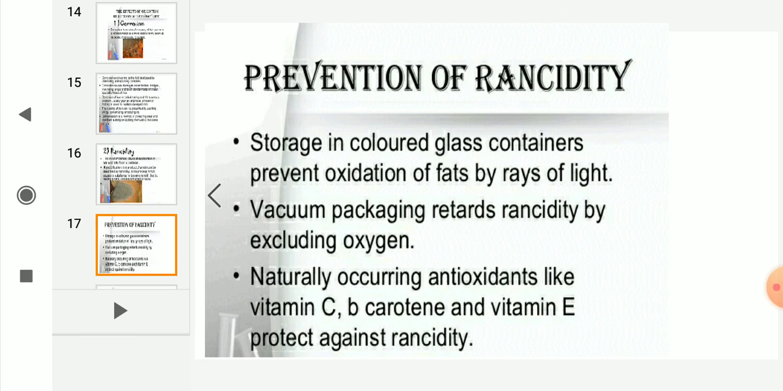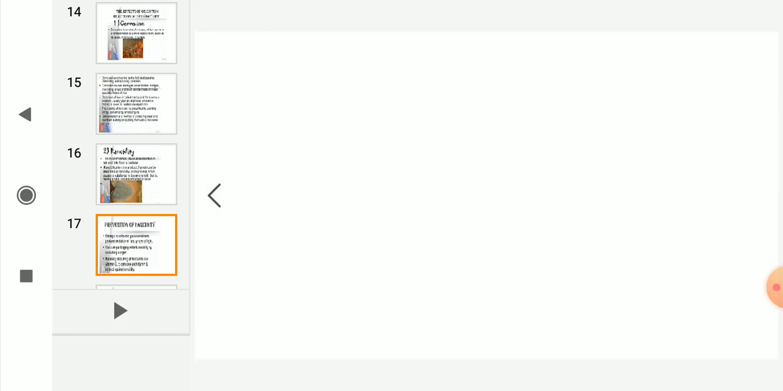So how do we prevent rancidity? Storage in colored glass containers prevents the oxidation of fats by rays of light. Vacuum packaging retards rancidity by excluding oxygen. Naturally occurring antioxidants like vitamin C, beta carotene and vitamin E protect against rancidity. So these are all used to prevent rancidity.